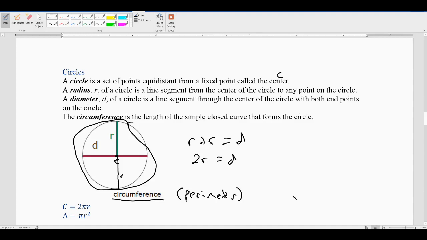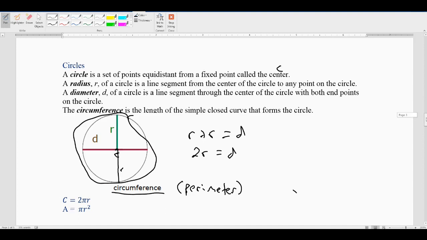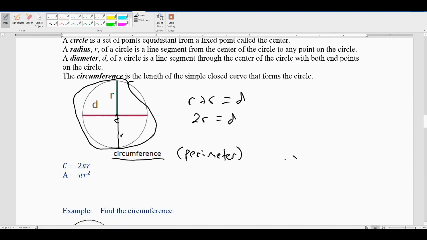Now, I can't add up the sides of a circle because the circle has no sides. So that means there's going to be something strange that might pop up, and that something strange is called pi. Pi, by definition, is the ratio of the circumference to the diameter.